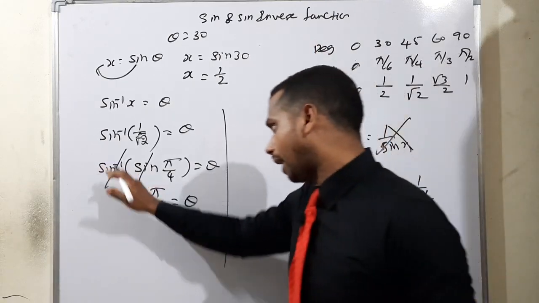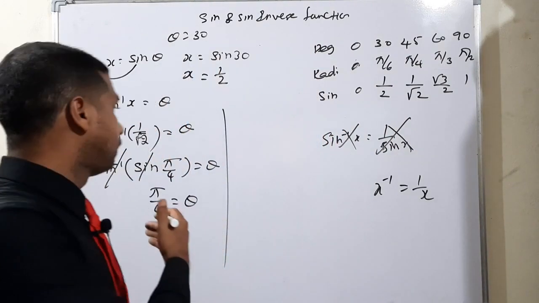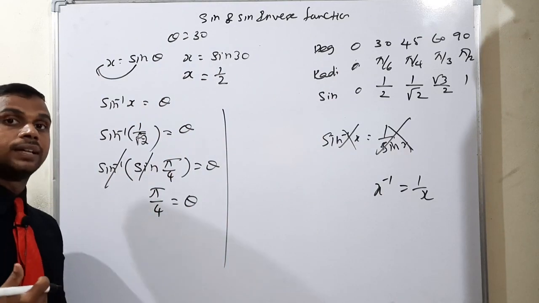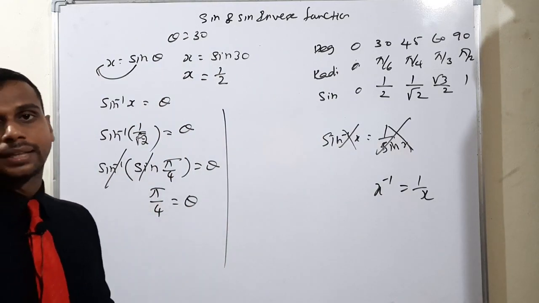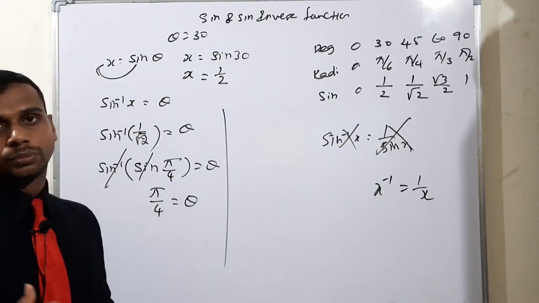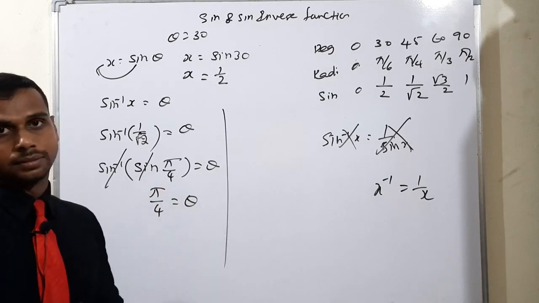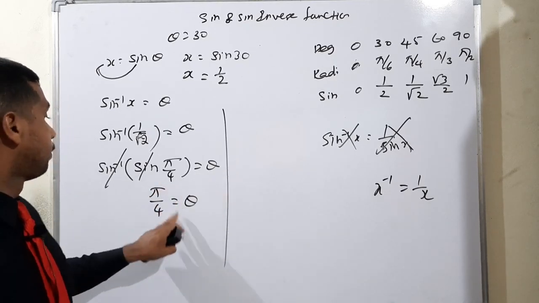But why are we cancelling? This is one of the properties, and a property means some truth value. Sine inverse of sine, we can cancel, as well as cos inverse of cos we can cancel it. So what are the six terms? Tan inverse of tan cancels, and the same value will be the answer. Okay, these are the important points.